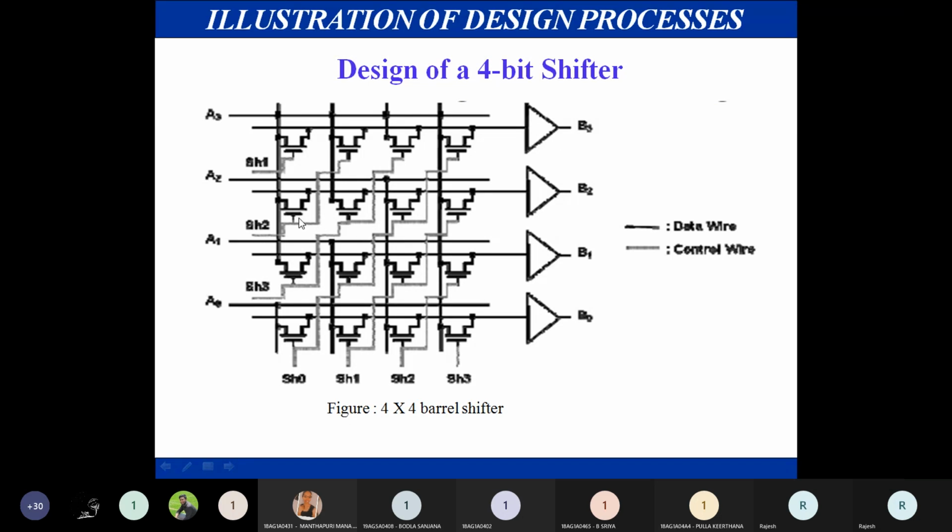That's why, if you see this logic explanation, SH1 is connected to the first one, SH2 is connecting this MOSFET and this MOSFET. You can analyze that these light color lines are control lines. Here SH3 is connecting this MOSFET, this MOSFET, this MOSFET. SH not connecting all these MOSFETs.